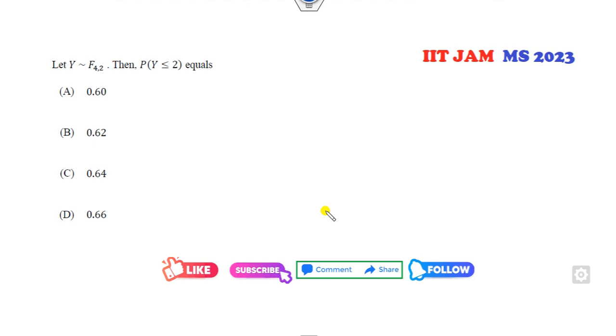Okay, look at this another one. Y follows the F distribution with 4, 2. Then there are two methods. Firstly, you can write the PDF of the F distribution, or you can remember the PDF of the F distribution. Otherwise, what is the definition of the F distribution?